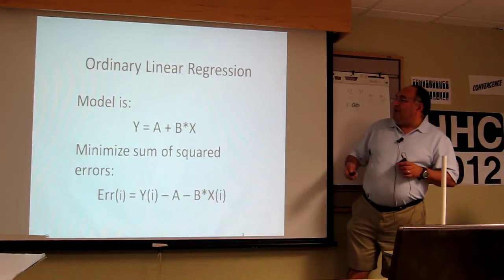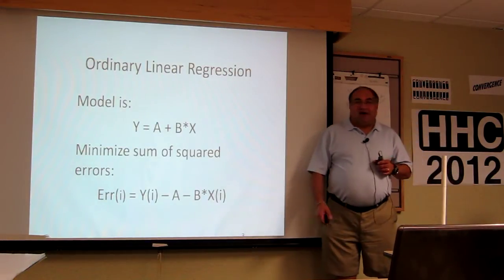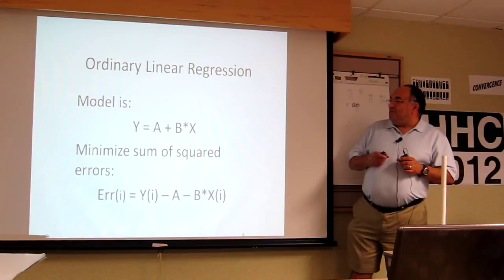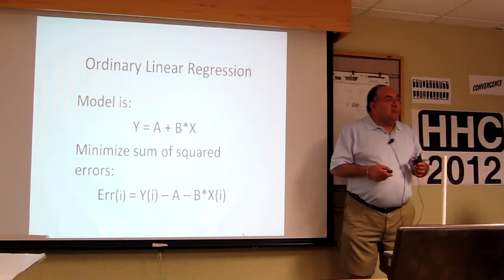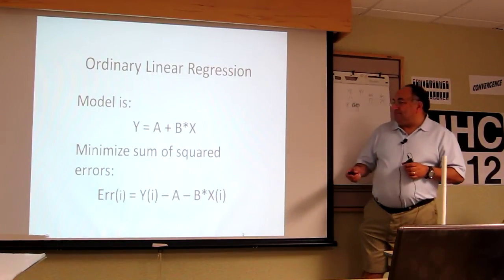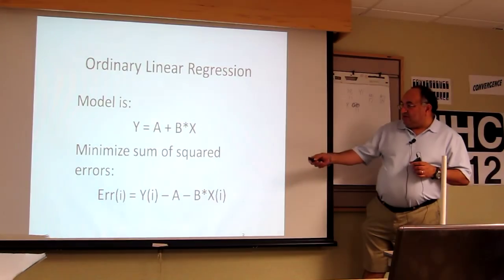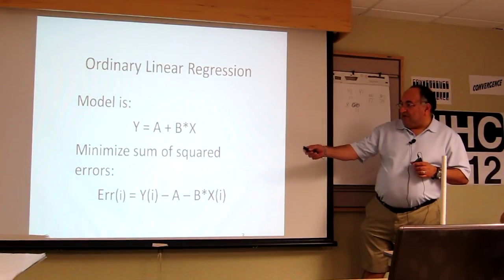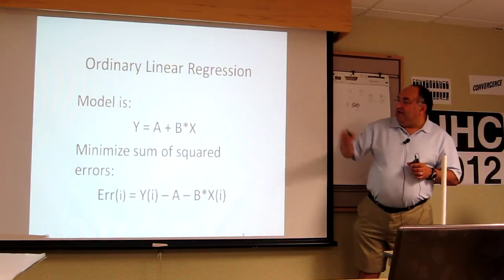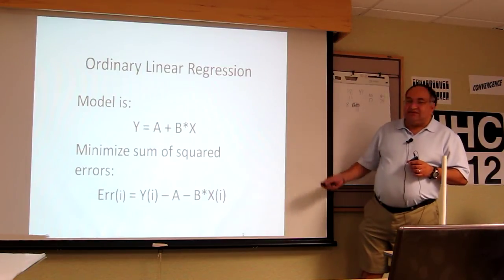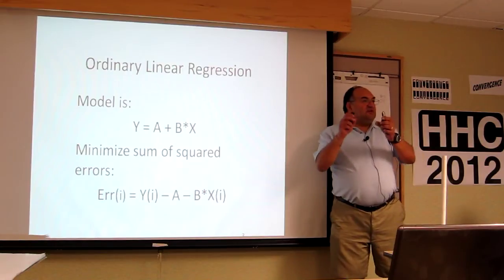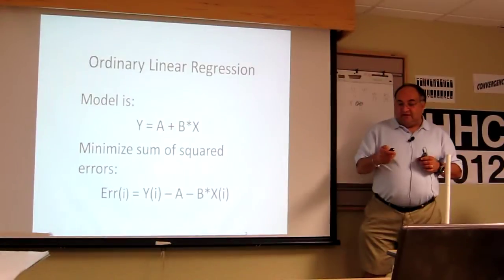In ordinary linear regression, we take the simplest model, linear regression. You have y equals the intercept a plus the slope b times x. And when we minimize the sum of squared errors, we have the individual error equals the left-hand side minus the entire right-hand side. The difference for each observation gives us the error for that observation.